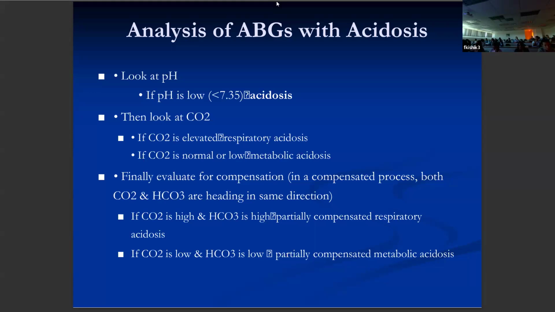And if the CO2 and the bicarb are heading in the same direction, either up or down, there has to be compensation there. So if I tell you that the pH is low and the CO2 is low, is it a respiratory or metabolic problem? It has to be metabolic, right? So if I tell you that the pH is low, the CO2 is low, and the bicarb is low, what is it? It's metabolic acidosis with respiratory compensation. Does that make sense? Yes.